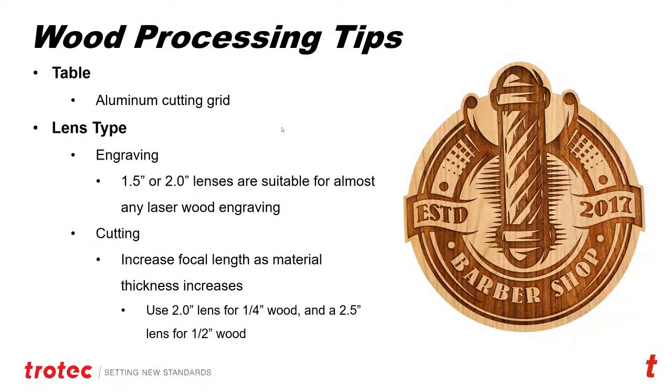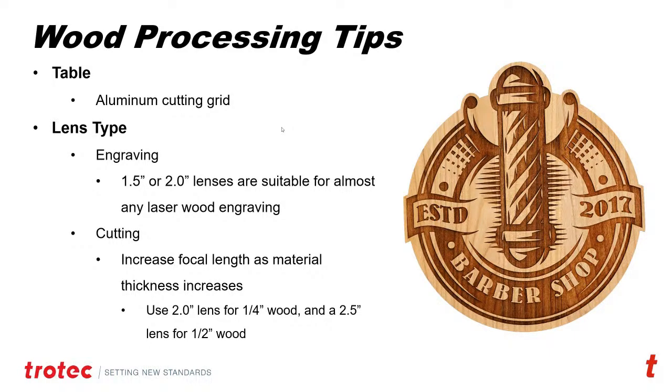Now, processing wood, as long as it's a finished wood, I do suggest the aluminum cutting grid for cutting, especially if you're going to cut the material. If it's just engraving, it doesn't matter which table you have in it. The lens type, typically I'm going to use the 1.5 or 2-inch. The 2-inch most commonly is suitable for just about any wood engraving. For cutting, also the 2-inch is the most common for up to 1/4 inch into close to 1/2 inch.